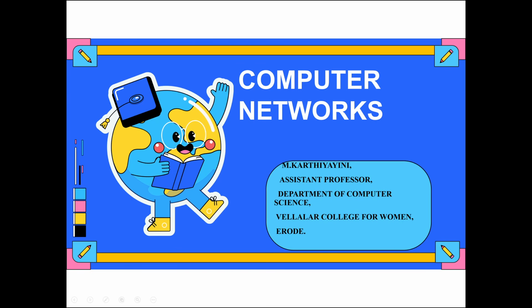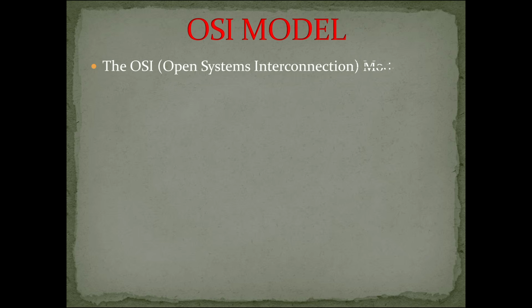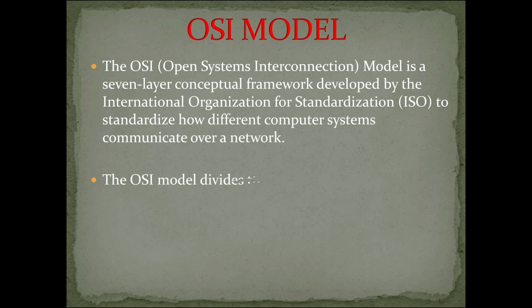Now I am going to explain the OSI layers in computer network. The OSI model is the Open Systems Interconnection model. It's a 7-layer reference model developed by ISO. ISO is nothing but the International Standards Organization, which can be used to explain how data travels from one computer to another computer over a network.